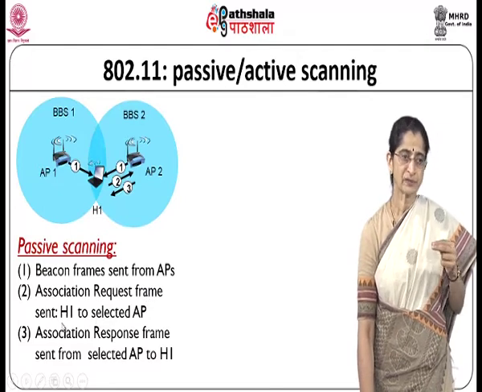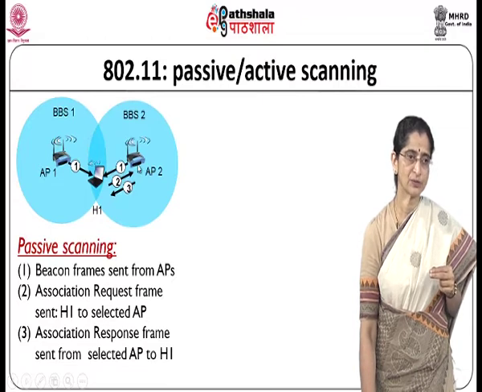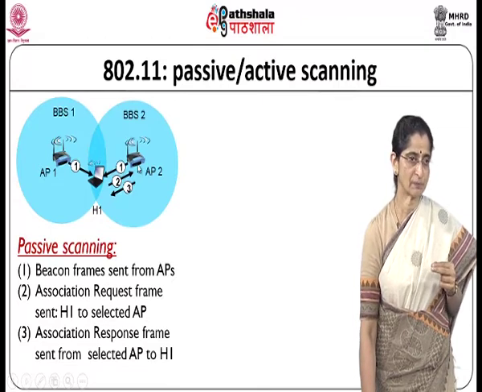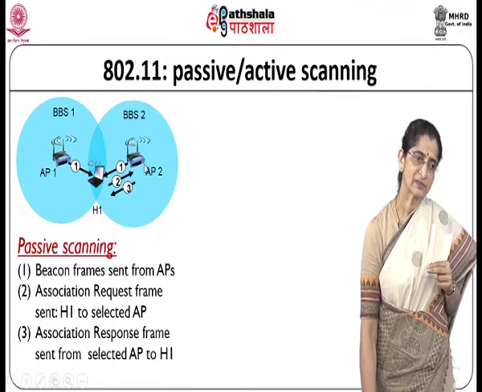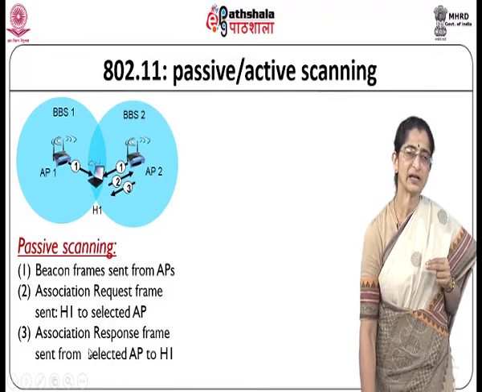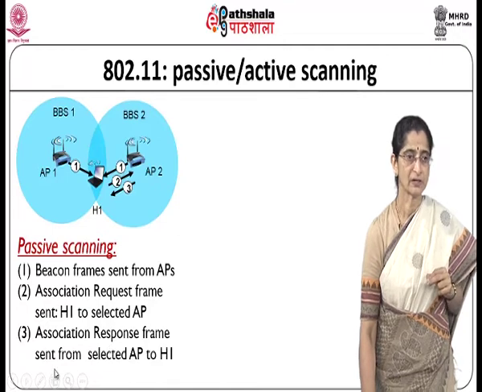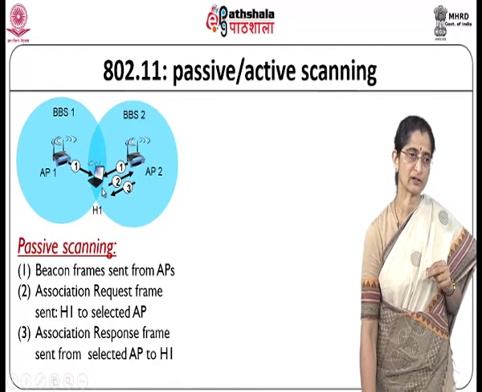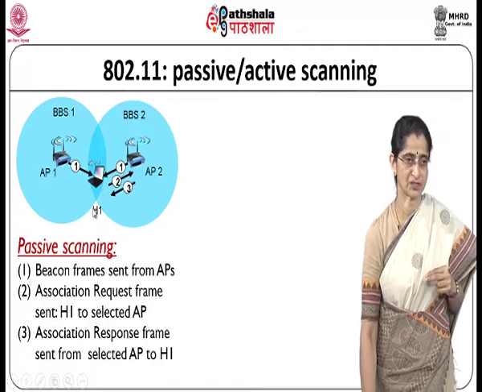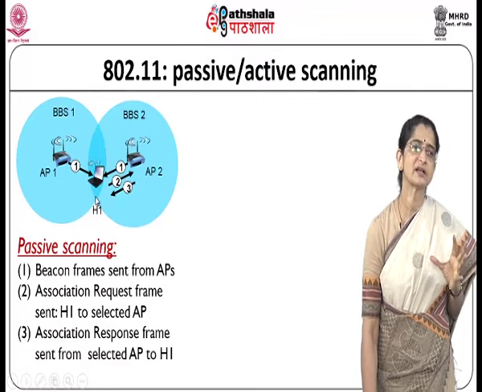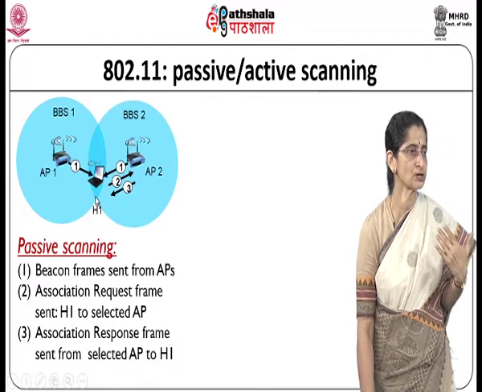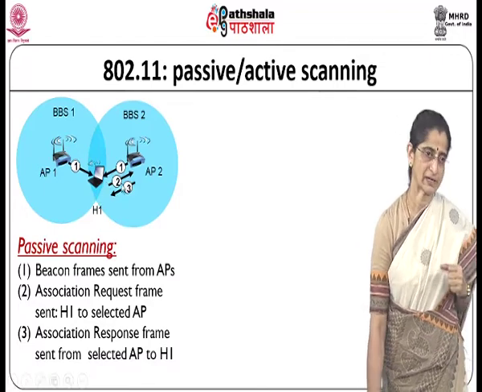For instance, H1 here may send a request frame to this access point here, AP2. When it sends this association request, that access point will send back an association response frame, saying that yes, you are now associated with me. That will be the third step. This is called passive scanning because the host is really not doing anything specific, it is being passive.